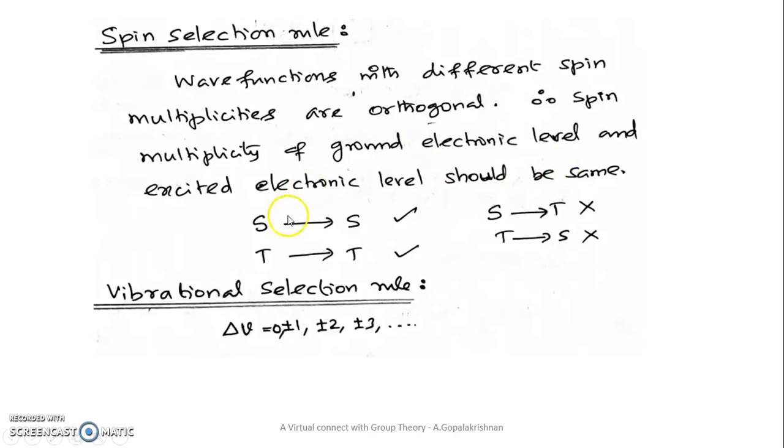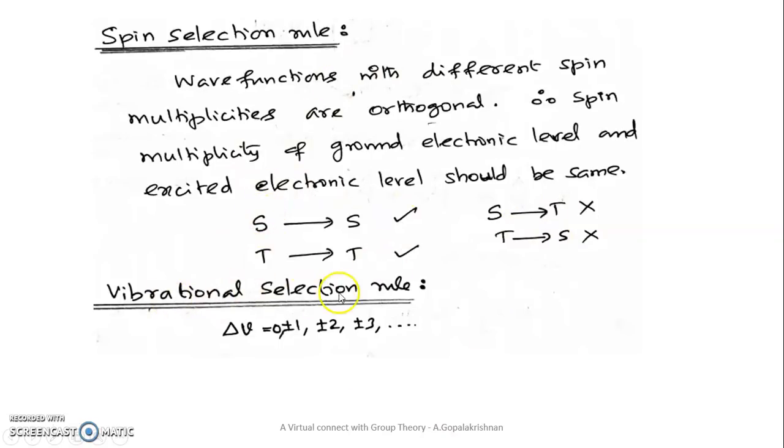So what is the meaning? Listen, singlet to singlet is allowed, triplet to triplet is allowed. Singlet to triplet means the two wave functions become orthogonal, so the transition moment integral becomes 0. Similarly, triplet to singlet also not allowed. So this is called spin selection rule.